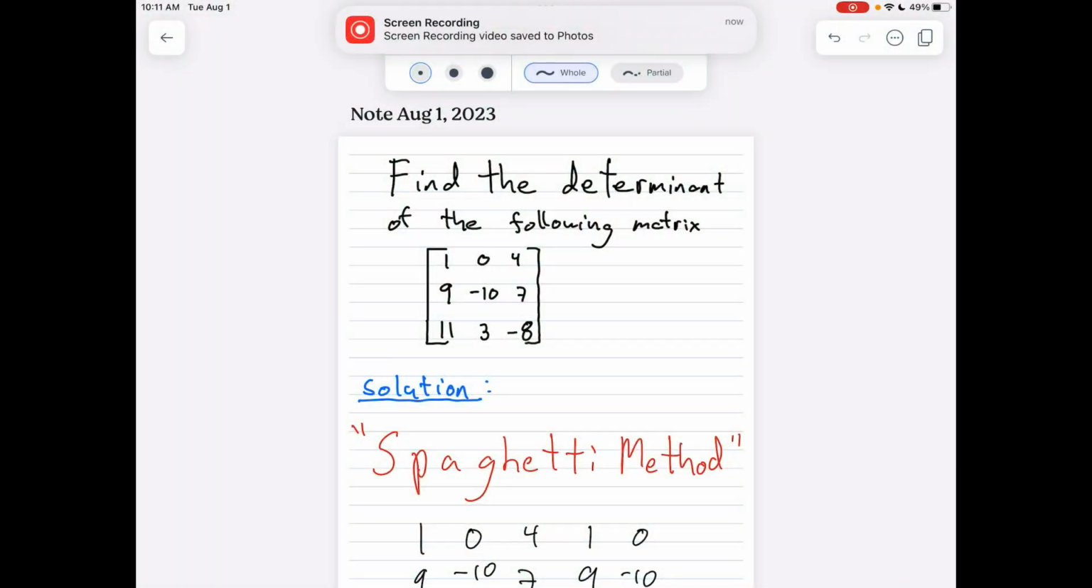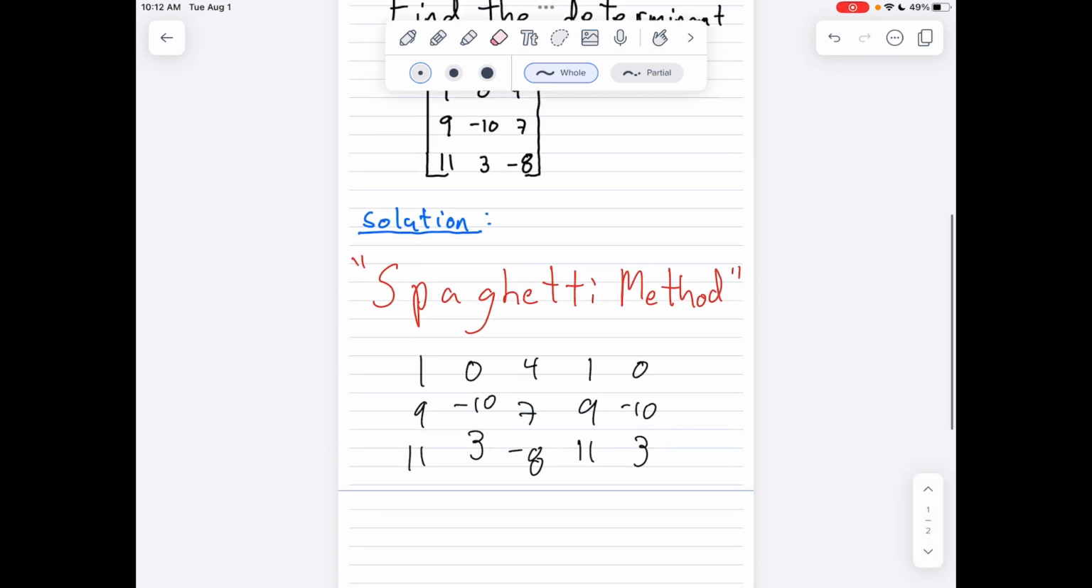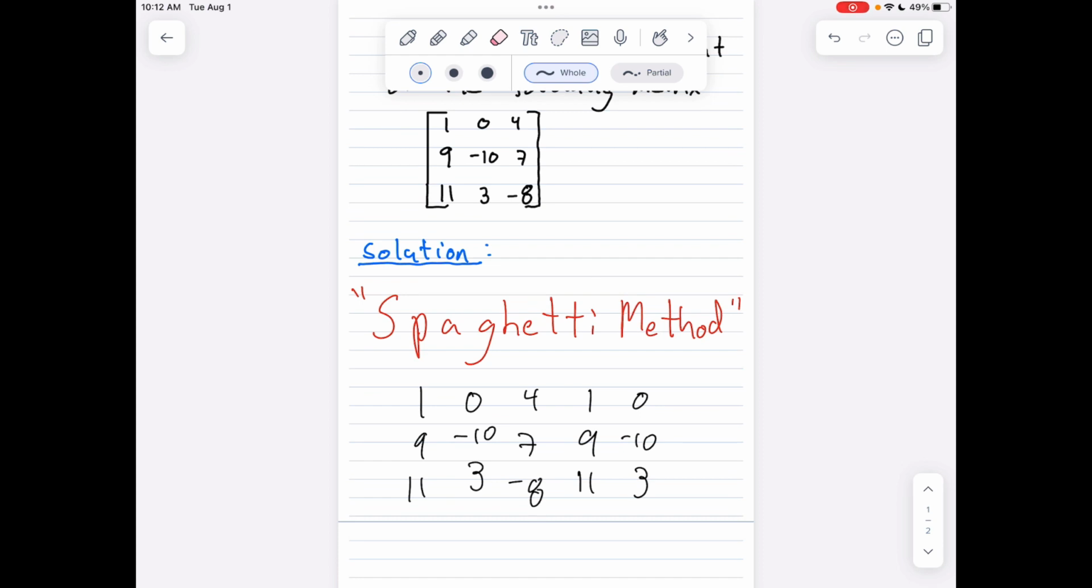All right, hello everyone. Today we're going to find the determinant of the following matrix using the spaghetti method. So in a previous video I had gone over how to find the determinant of a 3x3 matrix using expansion by rows or columns, but we're going to use a different method here today. So let's get right to it.